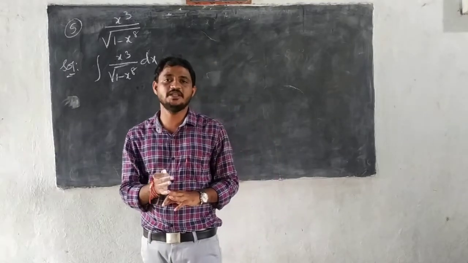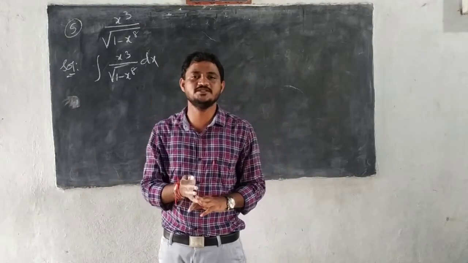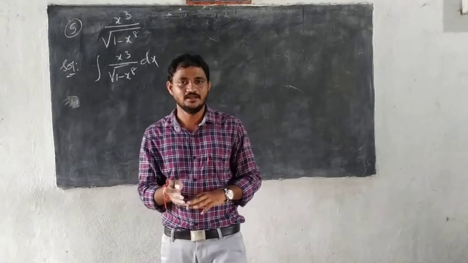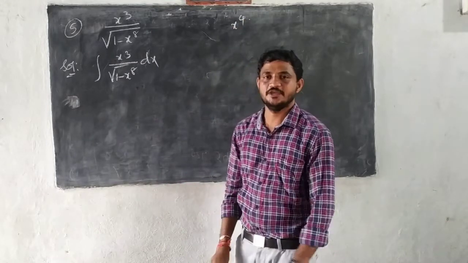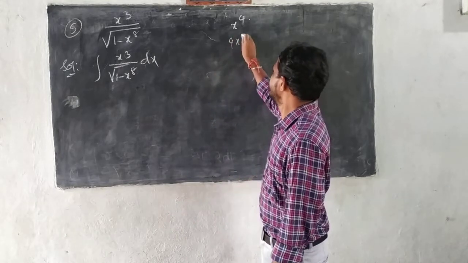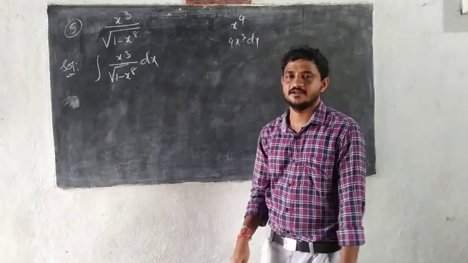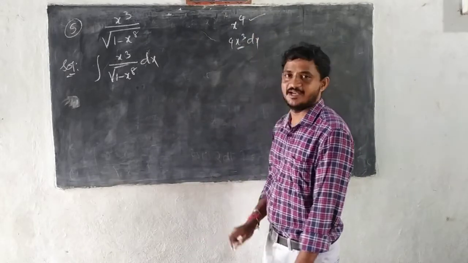Greater powers will be the functions, because if you differentiate those greater powers functions, you will get smaller powers. If you see x to the power of 4 and differentiate it, what will you get? 4 into x cube into dx. That means here x to the power of 4 is a function and x cube is a derivative.